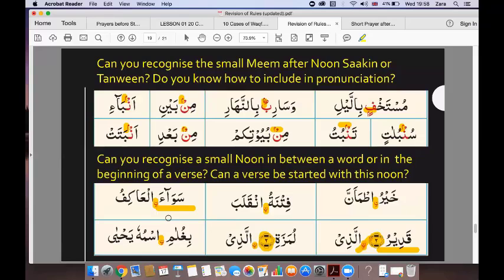So from this rule, if you're going to stop there and you're going to start on the next word, are we reading this small noon? No. And what do we have to look at if we have to try to find the right stroke for the alif? Are we looking at the lam with the sukoon here? No. Why wouldn't we look?